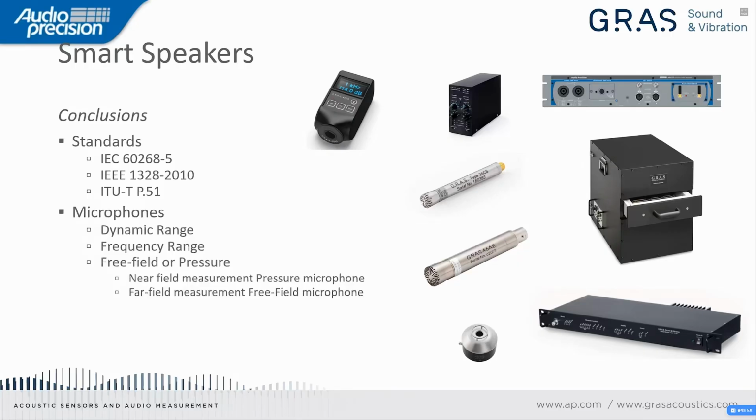For the microphones, we have to select a microphone with the right dynamic range. Especially, we have to look at the noise floor, or the inherent noise of the microphone itself. It has to be as low as possible if we would like to do good total harmonic distortion measurements. We have to look at the frequency range. We also have to do free field or pressure field, near field measurements. In near field measurements, we have to use a pressure microphone.